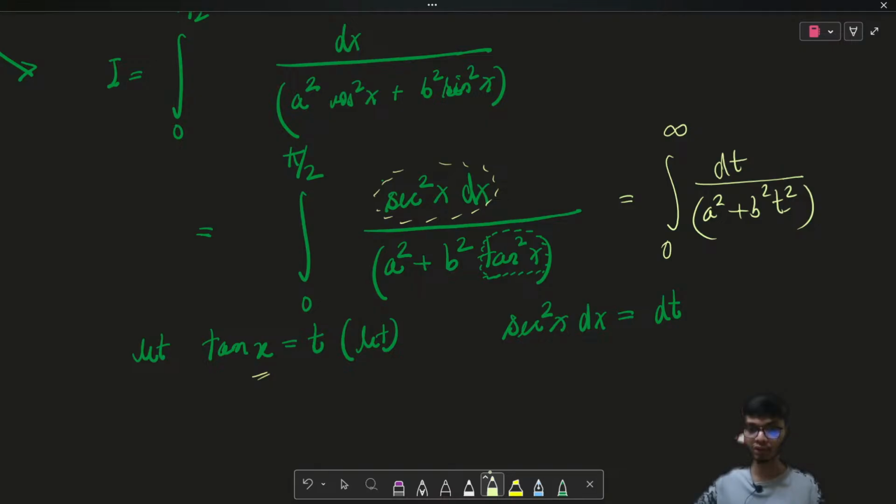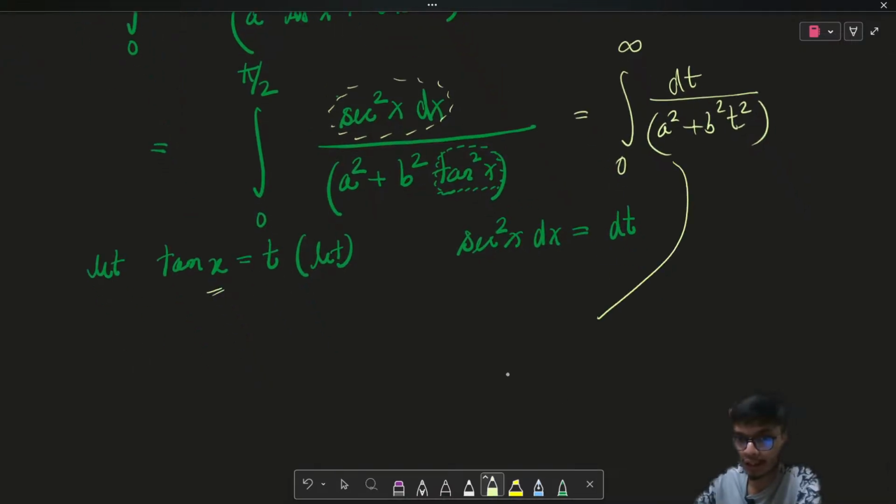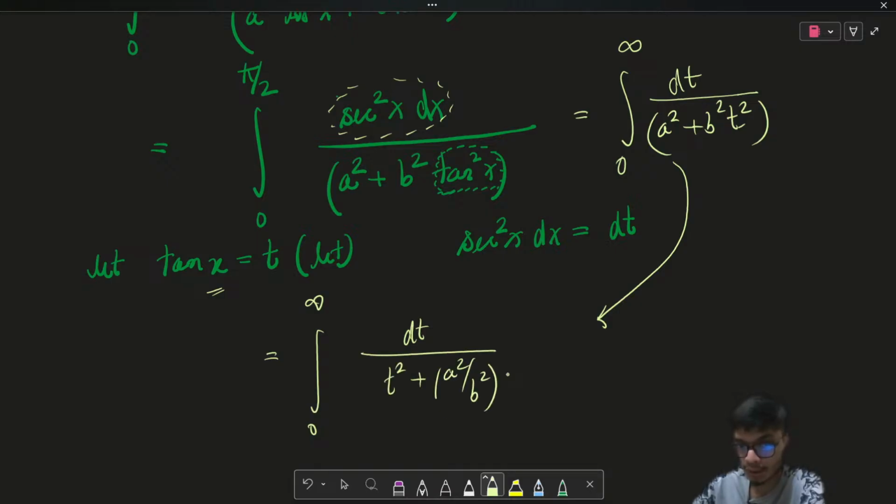So then I can solve this question further, and I know this is a very simple question because you have already solved many questions of this type, right? So this will be equal to the integral from 0 to infinity of the expression, t square plus a square by b square. So you take out 1 upon b square as common. 1 upon b square is a constant that will be taken out.